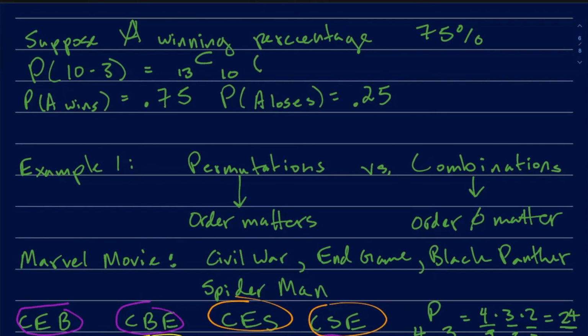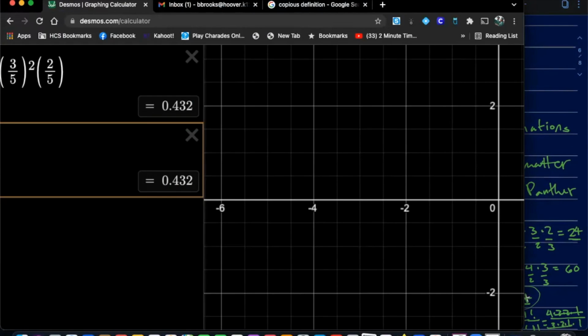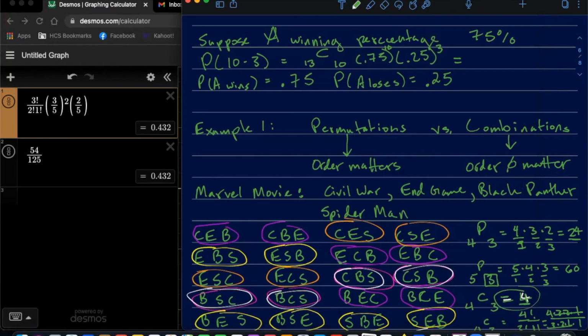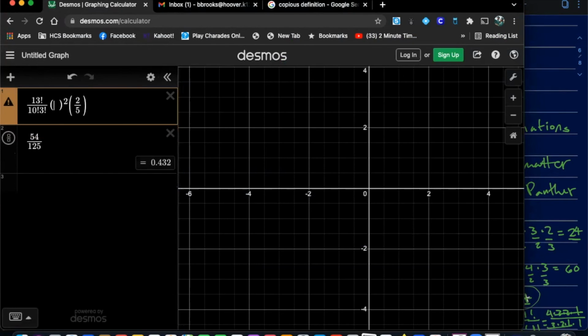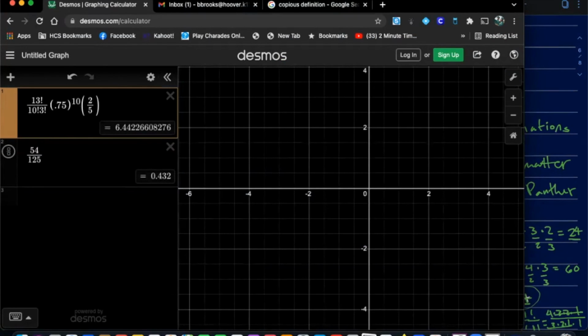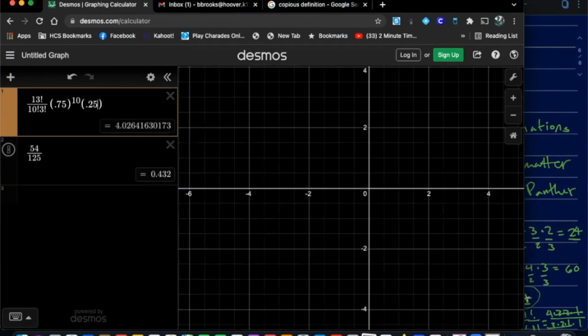And then times the probability that they win, which was 75%, 0.75. We already did that. Times the probability that they lost, 0.25. Now, we want them to win 10 times, so you raise this to the 10th. And if they win 10 times, that means they would lose 3 times, so to the third. Then we're going to plug all this into Desmos. You see how quickly we can do this? It's actually not that bad. Then we do 13 factorial over 10 factorial times 3 factorial, times 0.75 to the 10th and 0.25 to the third. And the answer is 25%.